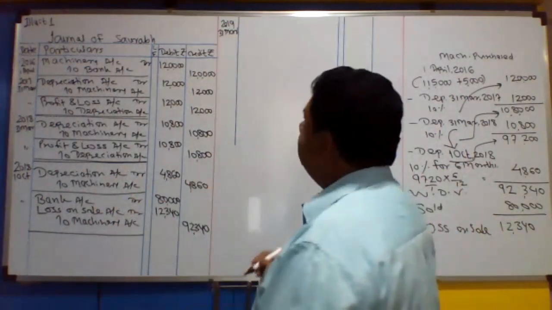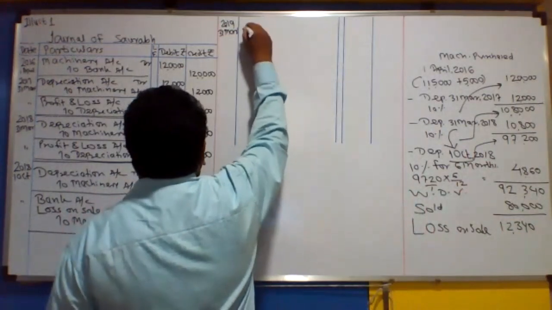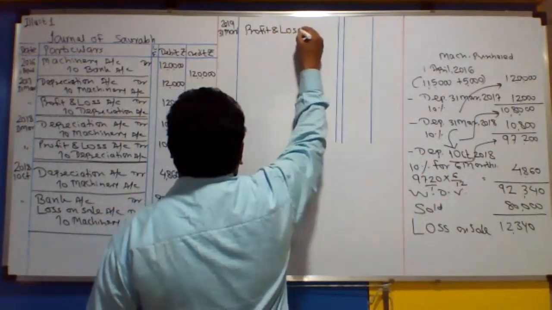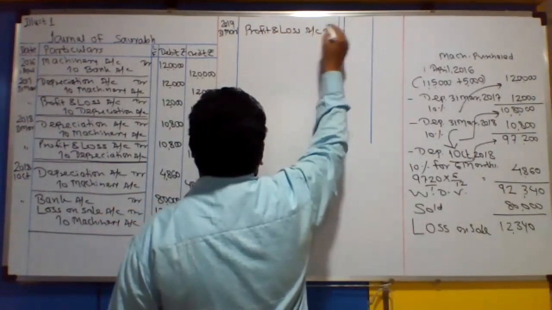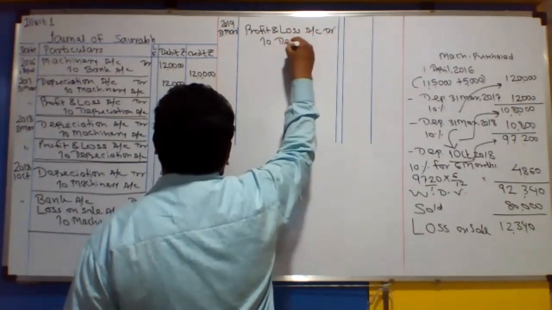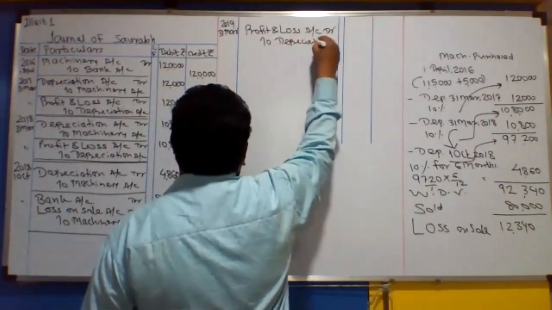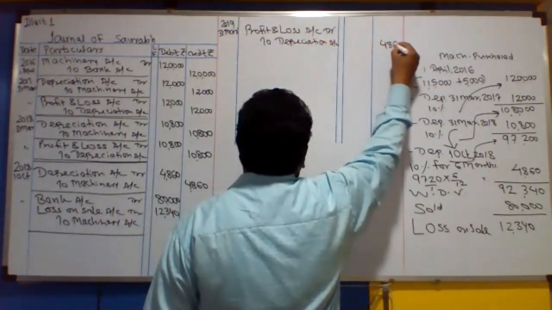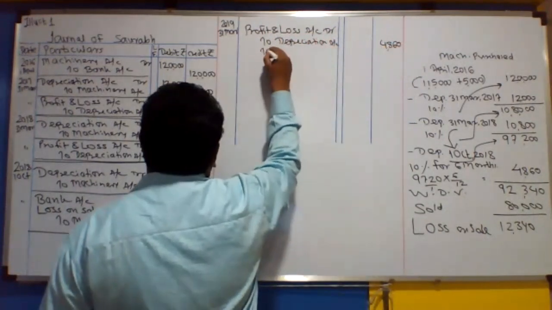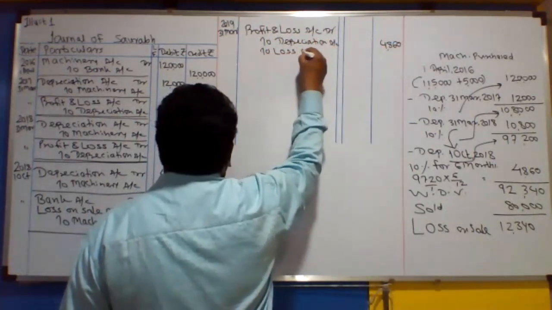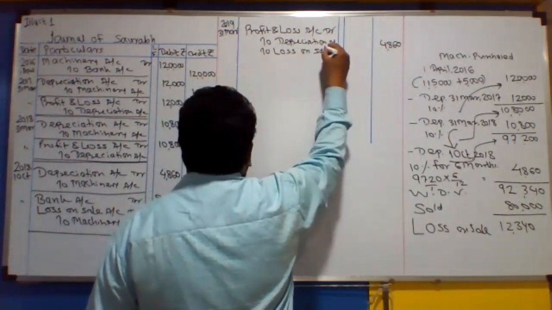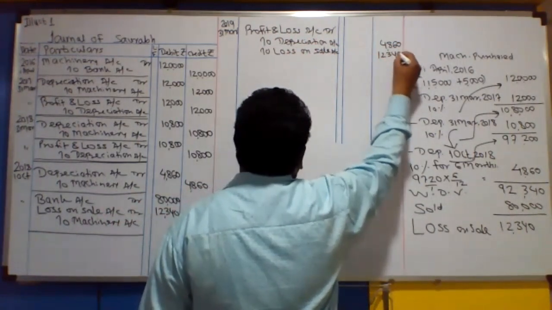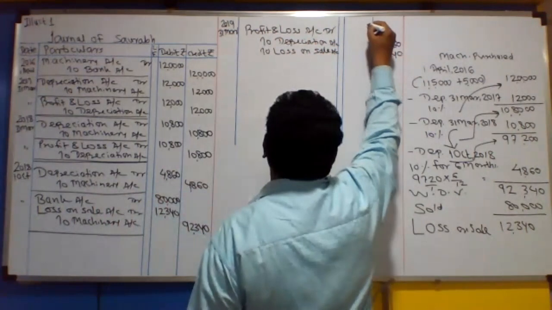ओके, तो उसका एक ही एंट्री पास करने वाले हैं. Profit and loss account debit to depreciation account 4,860 and to loss on sale account 12,340 rupees. आता याची टोटल करून वरती लिहा.